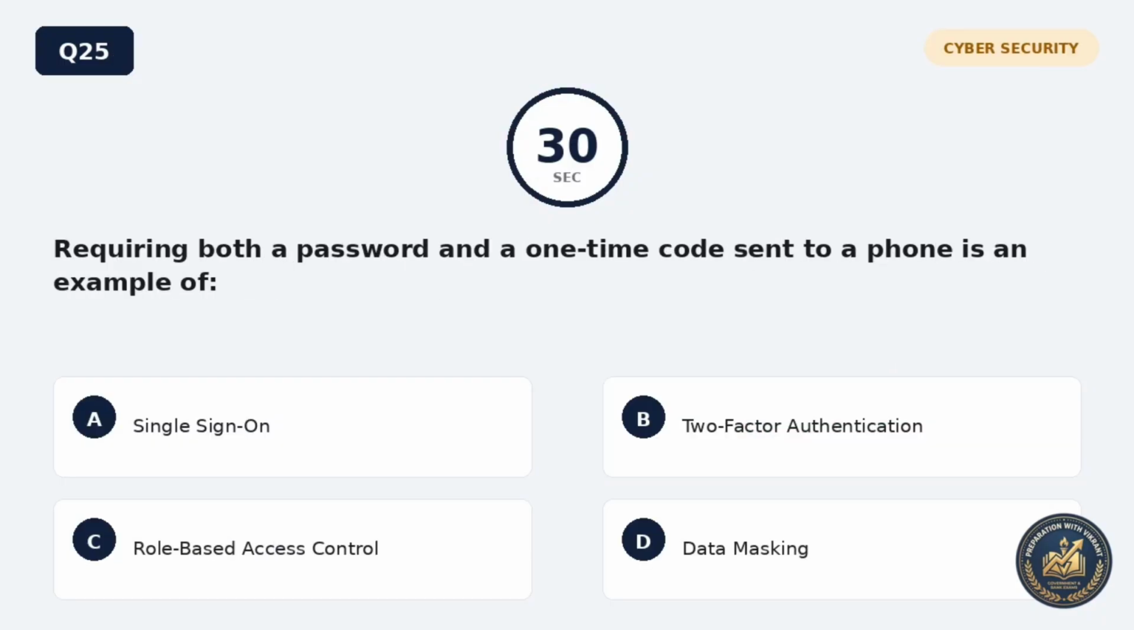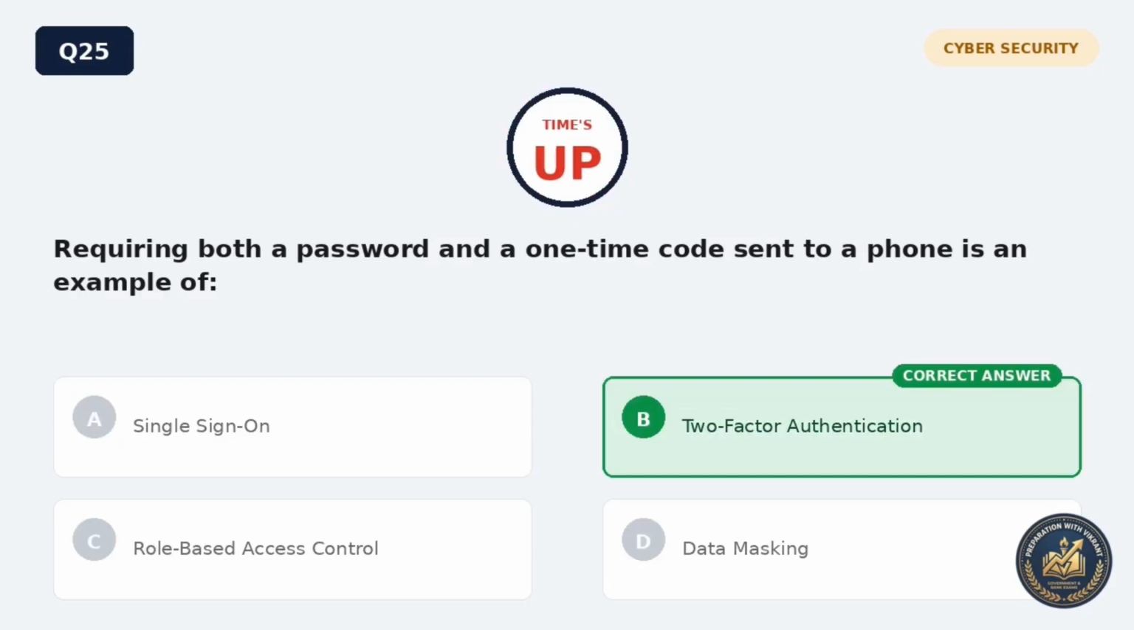Next question, and the last one. Requiring both a password and a one-time code sent to a phone is an example of option A, single sign-on, option B, two-factor authentication, option C, role-based access control, option D, data masking. So the correct answer is option B, two-factor authentication.